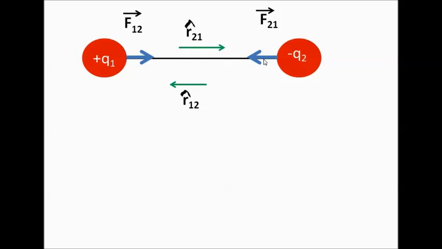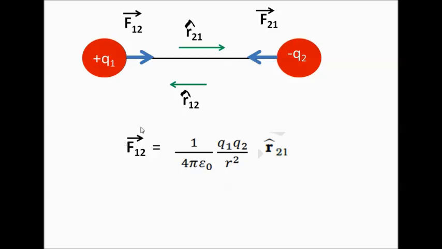Similarly, this is the direction of force experienced by Q2. Q1 will attract Q2 towards it. And F12 is the force experienced by 1 due to 2. F21 is the force experienced by 2 due to 1. Now, how will we represent this in vector form? F12 is equal to 1 by 4 pi epsilon 0 Q1 Q2 by R square. And we have to add the direction along with the magnitude.